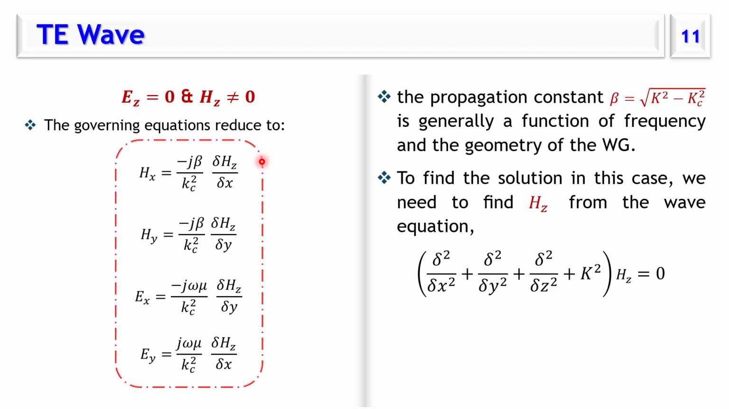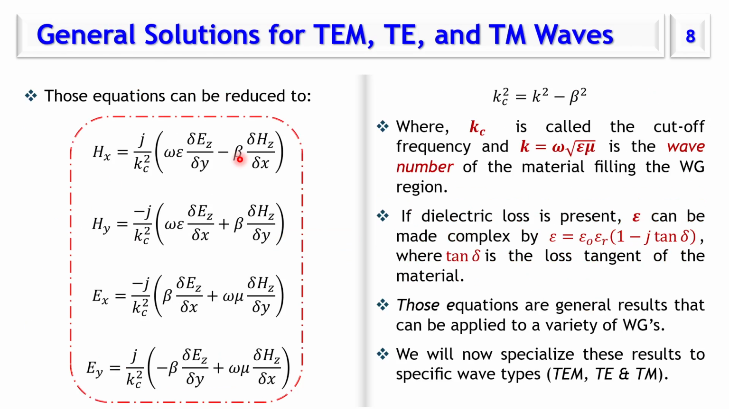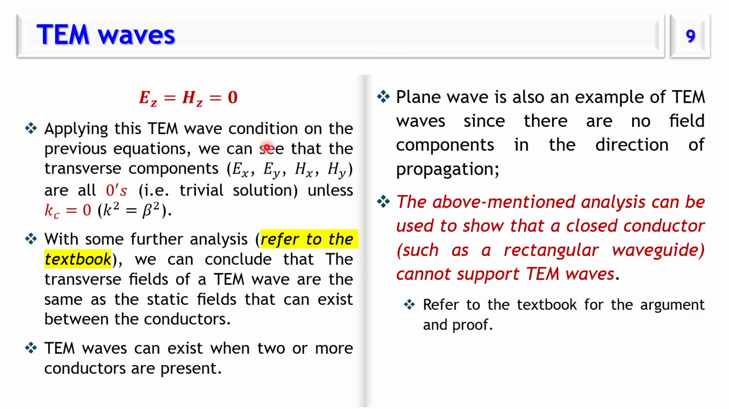The second category of waves is the transverse electric waves. Transverse electric means the electric field does not have a longitudinal component. The longitudinal component of the electric field equals 0. The longitudinal component of the magnetic field does not equal 0. So now we will have, on the right hand side, Ez equals 0, Hz exists.